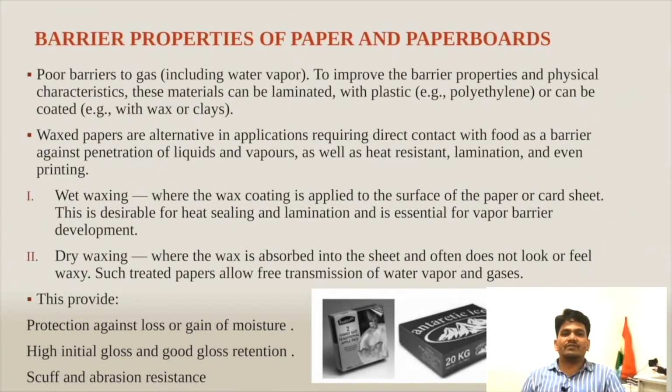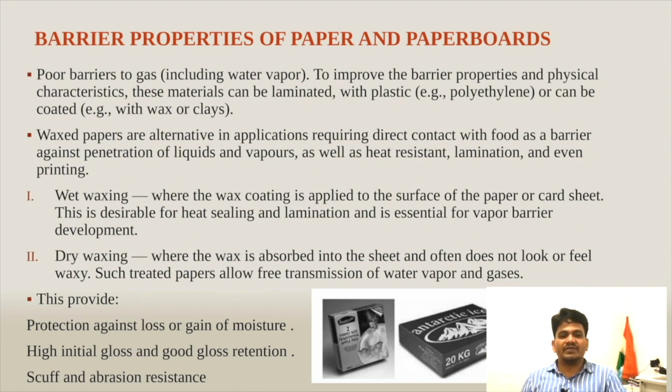The barrier properties of paper and paper boards. So we can see the different barrier properties of the paper and the paper boards. They have a poor barrier to gas, including water vapor, so to improve the barrier properties and physical characteristics, these materials can be laminated with plastic. These materials, that means the paper board and the paper, can be laminated with plastics, specifically polythene, or can be coated with wax or glaze.